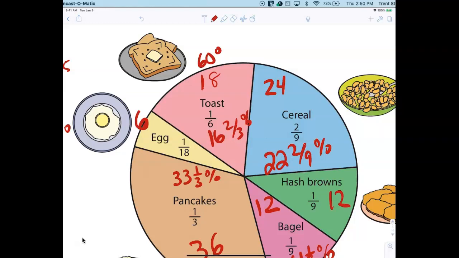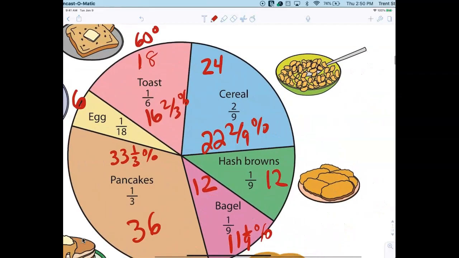How many degrees in a circle? 360 divided by 6. You see what I'm saying? Because 1/6 of the circle represents toast. What degree is cereal? How many degrees is that going to be? Somebody said 80 degrees, right? Because you can just do what? 360 times 2/9. You're doing good by not talking. All right? 80 degrees.